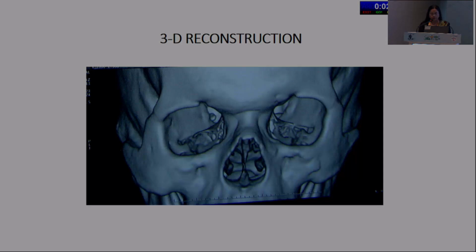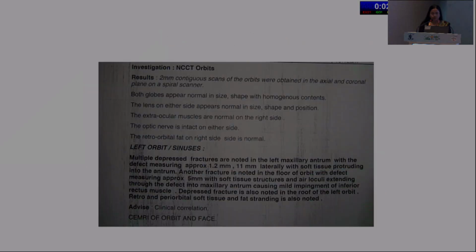Since we have a CT facility in house, we went ahead and looked at the sagittal section also. The image is not over here. This report says multiple depressed fractures were noted in the left maxillary antrum with the defect measuring approximately 1.2 mm to 11 millimeter laterally with soft tissue protruding into the antrum. Another fracture was noted in the floor of the orbit with a defect measuring approximately 5 mm, with soft tissue structures and air loculi extending through the defect into the maxillary antrum, causing mild impingement of the inferior rectus muscle. This was the radiologist's report.